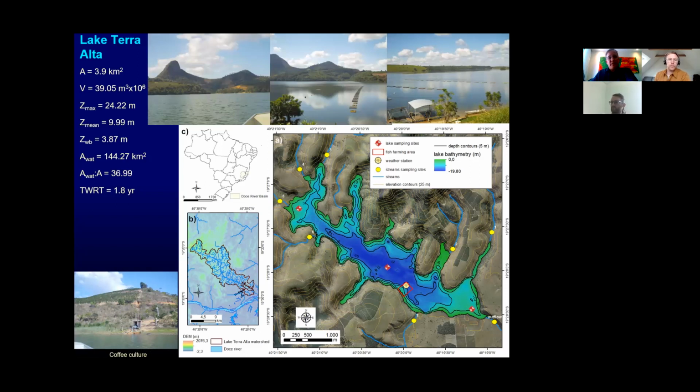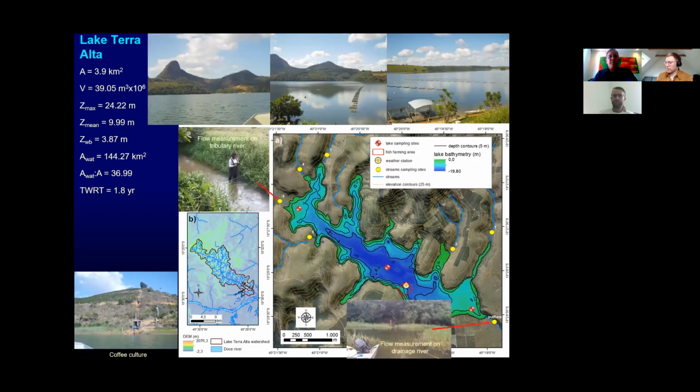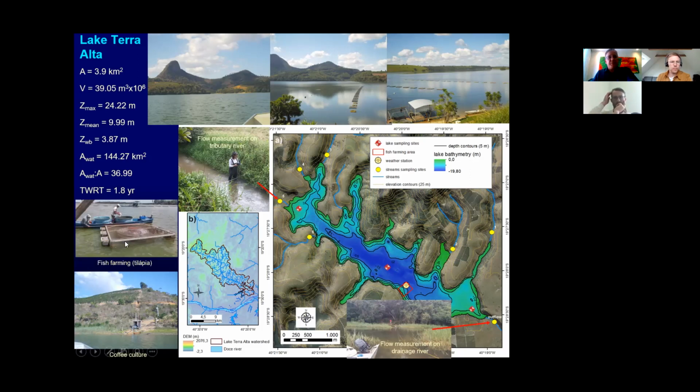So Lake Terra Alta is becoming eutrophic each year with the amount of nutrients from fish farming as well as from the soil erosion. We have been working here measuring the flows of rivers in terms of water, sediments, and nutrients. We want to make a sort of nutrient budget for this lake to understand what the real threats to Lake Terra Alta are. This is the image of fish farming. Fish are fed 3 times a day, and there is a huge amount of phosphorus per year associated with fish food.